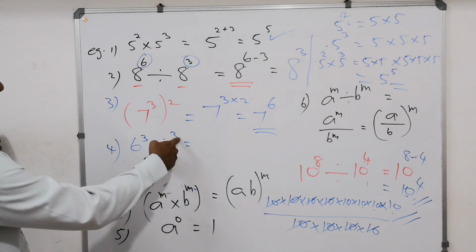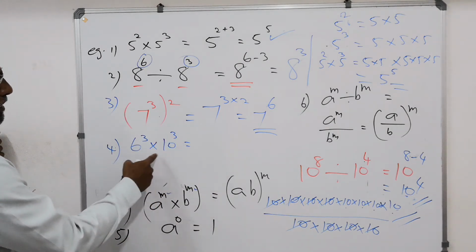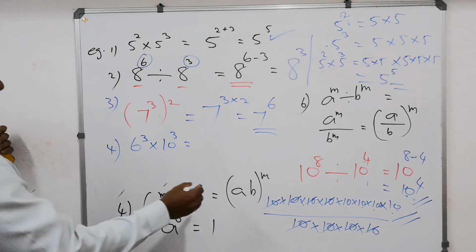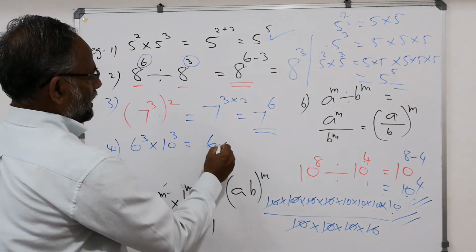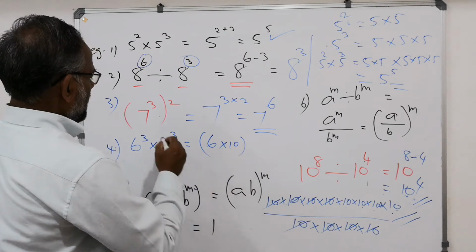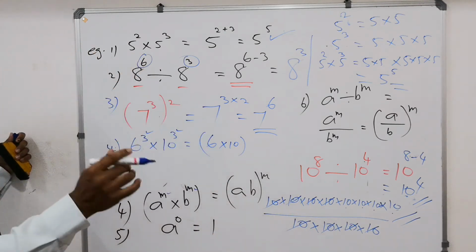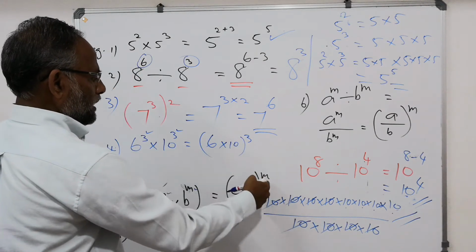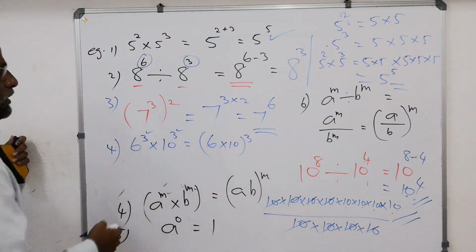Don't take 4 like that. A is 6, B is 10. So what is this? A into B is 6 into 10 to the power of 3. No, power of 3 only, here m only. No m into m.